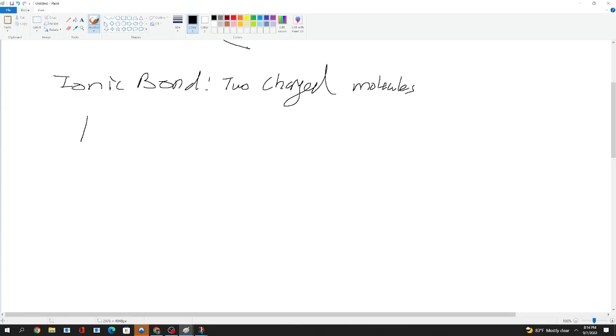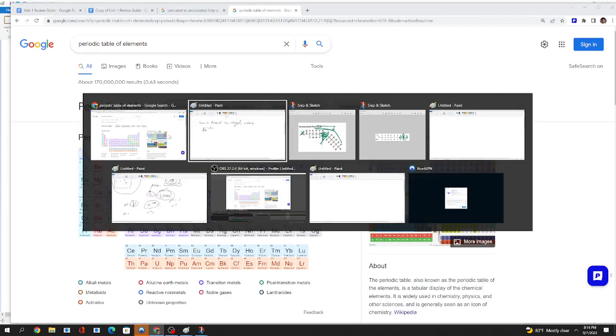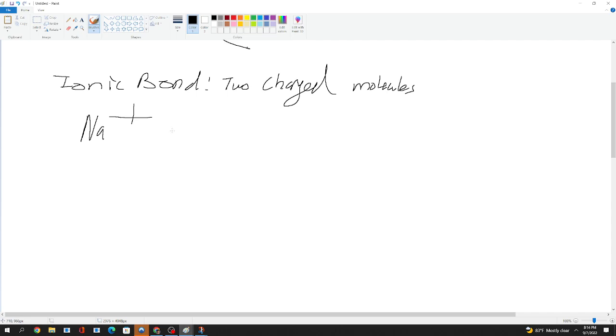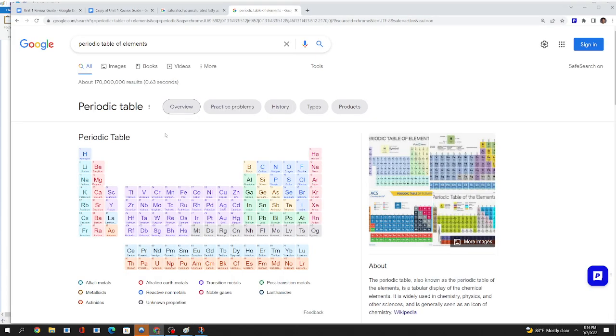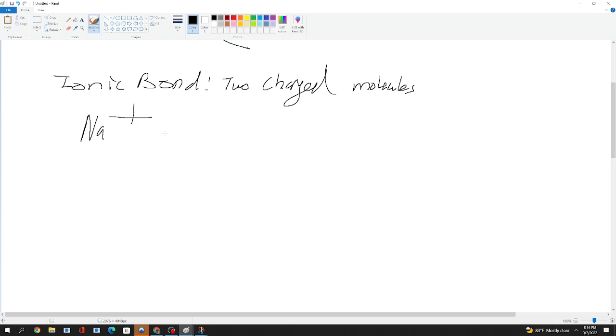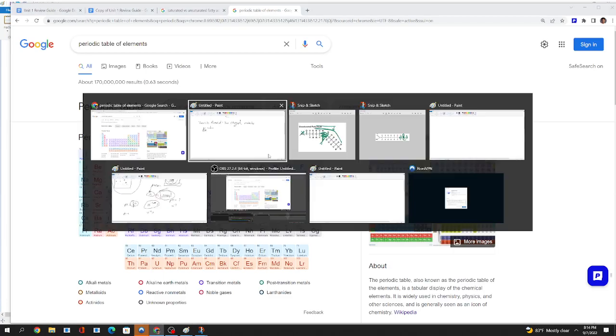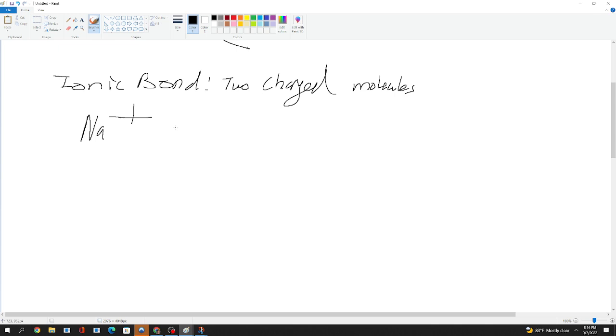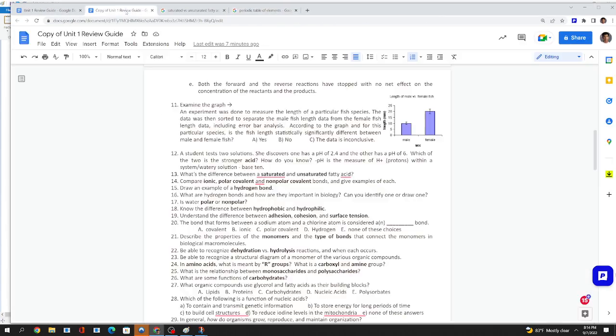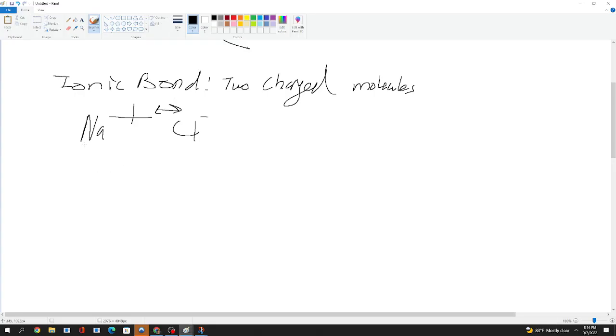Because if I have Na as a positively charged ion, and I have Cl, or fluorine, Cl, be a negatively charged ion, then these guys are going to become attracted because opposite charges attract one another. So that is going to be an ionic bond right here.